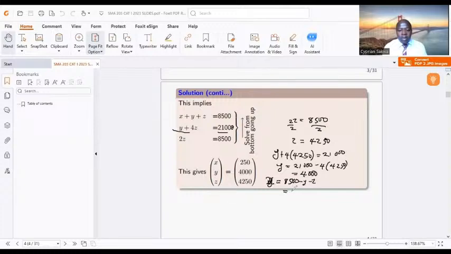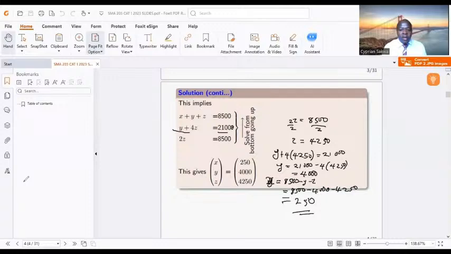But we know what y is. We know what y is, 4,000. And we also know what z is, 4,250. And so that will then give you the value of x, which is 250. So that's how you then get those values. And that's all the question wanted.